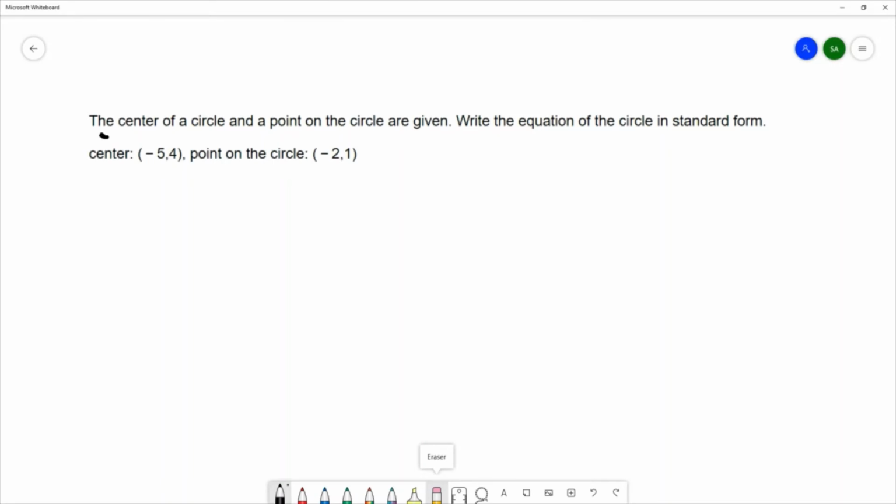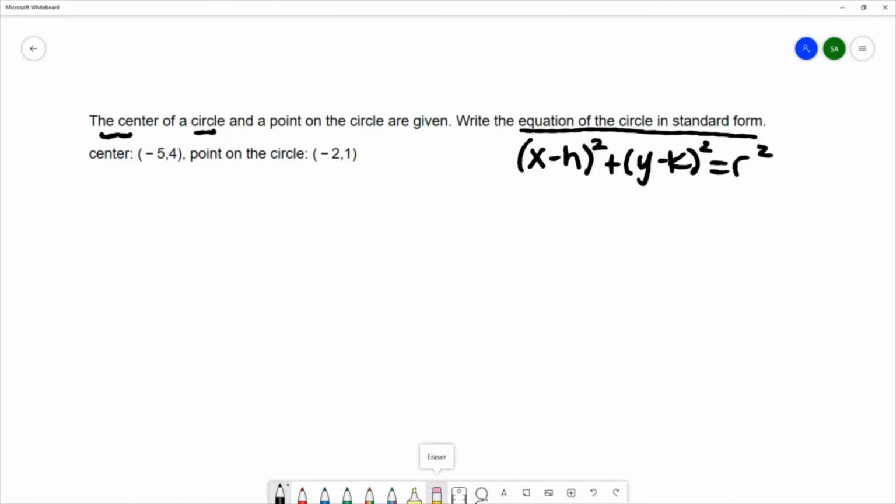This question says the center of a circle and a point on the circle are given. Write the equation of the circle in standard form. The center is (-5, 4), and the point on the circle is (-2, 1). The equation of a circle in standard form is (x minus h) squared plus (y minus k) squared equals r squared. The center of the circle is the ordered pair (h, k), and r stands for the radius of the circle.